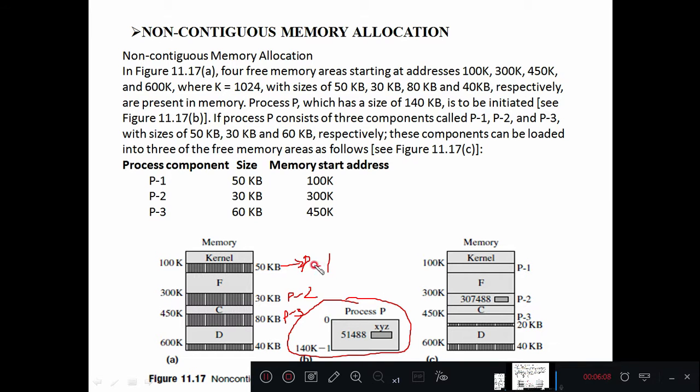So here you can observe this entire process is not going to be stored continuously starting from one memory location to the final memory location, but here it is saved in the form of parts. One part is saved starting from 100k, second part is stored starting from the memory address 300k, and the third part is stored starting from the memory address 450k, right?